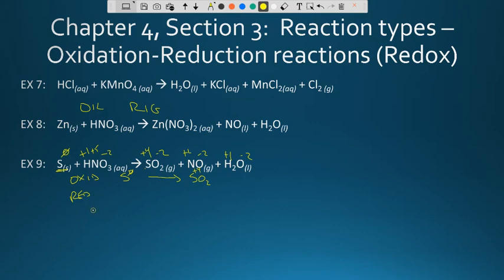Then I take a look and who's getting reduced in this case. The reduction is going to be my nitrate, and the reason is right here. My nitrate becomes reduced because this was a +5 and it becomes a +2 in this case. All right, so that's going to be that piece.